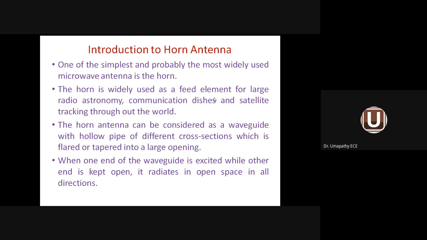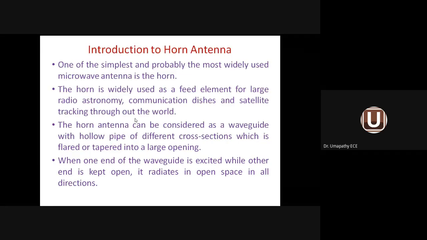It is used as a feed element for larger radio astronomy, communication dishes, satellite tracking throughout the world. So whenever you imagine a very big antenna, for example a dish antenna tracking the positions of the satellite, there will be a feed. In the dish antenna, there will be a smaller portion coming out from the dish. The dish is nothing but a reflector, a parabolic reflector. But in the center, there will be a rod coming outside with a smaller element, a square or rectangular element. That portion is called feed element or feed antenna.